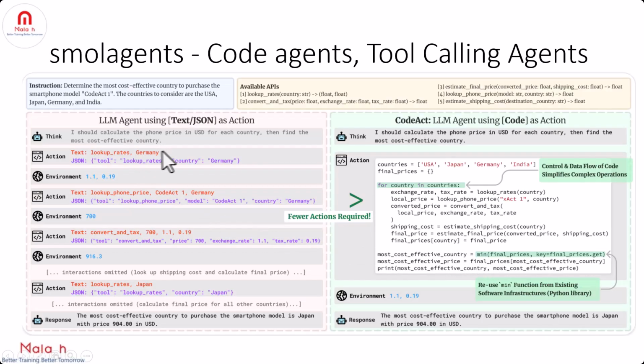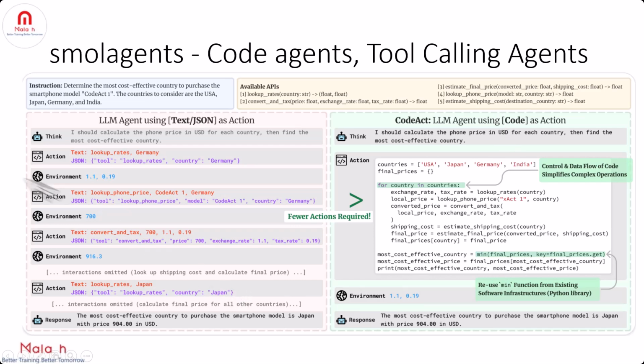When agents take actions and use tools, they can use the tools in two different ways. One is the code agents, the other one is the tool calling agents. First, let's theoretically see the difference between these two types. So this is the quick comparison. Let's say we have an agent which is trying to perform an action. In the first case, the agent uses text or JSON as an action, and in the second case, the agent is using code to perform that action. So the first one is the tool calling agent and this is the code agent.